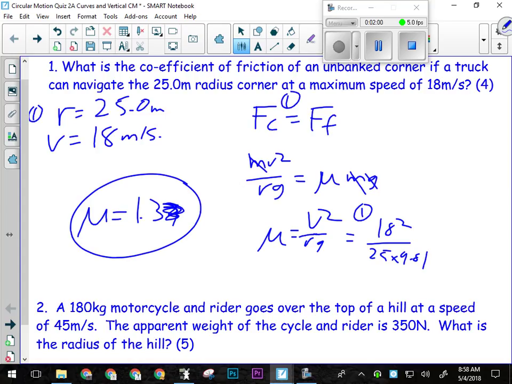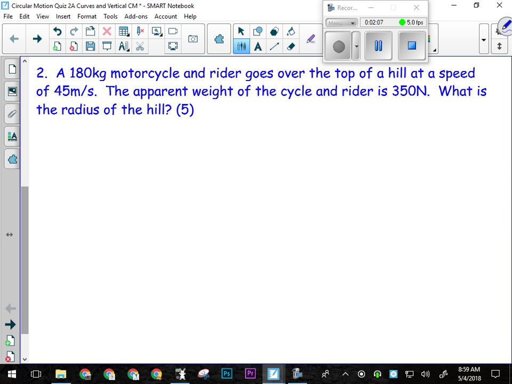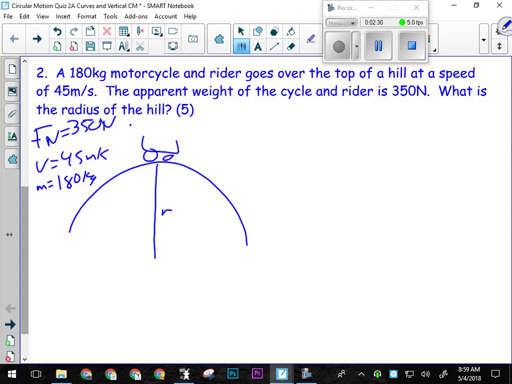All right, any questions on that one? For question number 2, this is our first vertical circular motion problem on a quiz. So this is the situation we have. We are going over the top of a vertical circle. The apparent weight of the rider is 350 newtons. We're looking for the radius of the hill. We know that the speed is 45 meters per second and the mass is 180 kilograms. So 1 mark for givens.